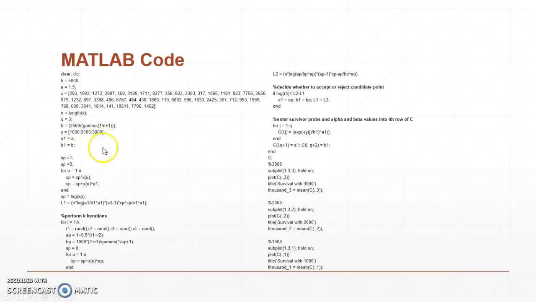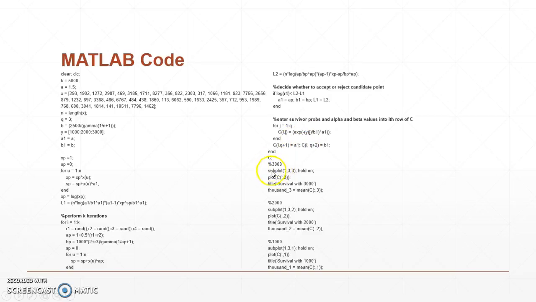Then we go through the log likelihood of finding the failure and perform k iterations. Again, k is 5,000. We generate random variables r1, r2, r3, r4, and then we run through these iterations to give us a likelihood. Using that information, we can decide whether to accept or reject the candidate point we're looking at, and we can then enter survivor probabilities and alpha and beta values into the ith row of C.